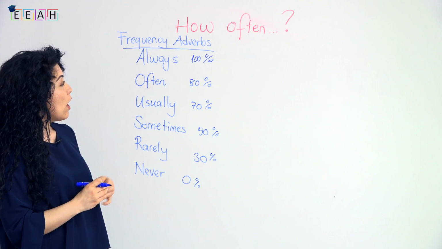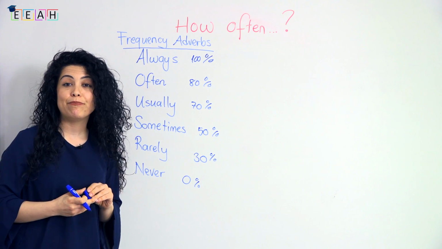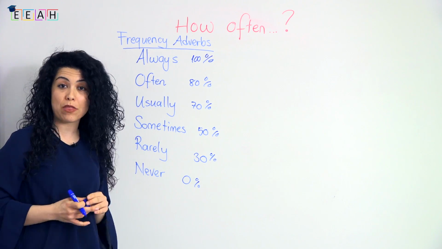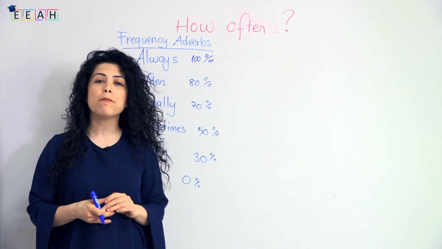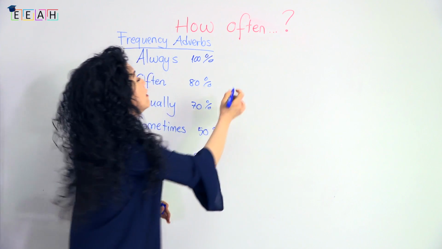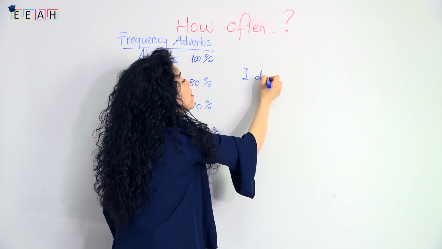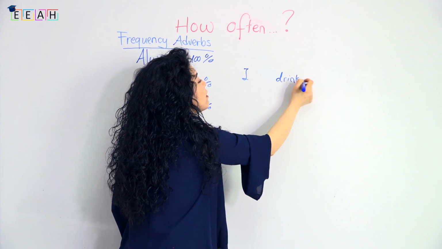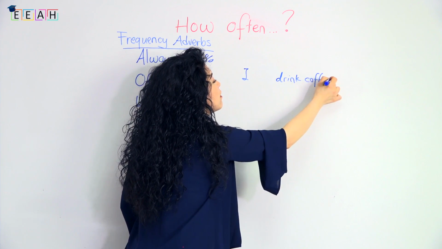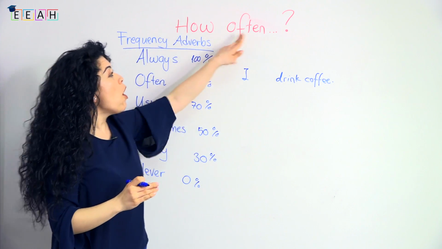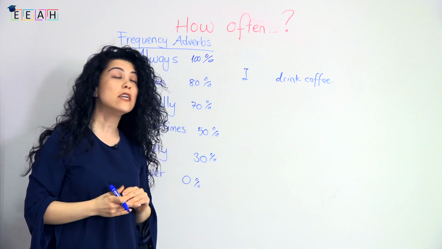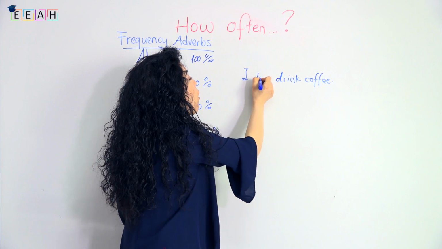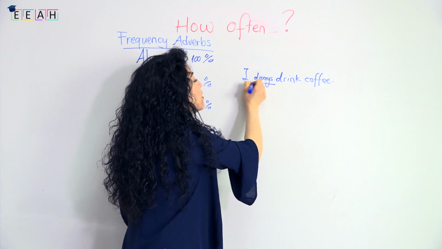Okay, now, how do we use them in a sentence? How do we form sentences with them? Let's see. We talked about drinking coffee, yeah? I drink coffee. So, how often do you drink coffee? I always drink coffee.